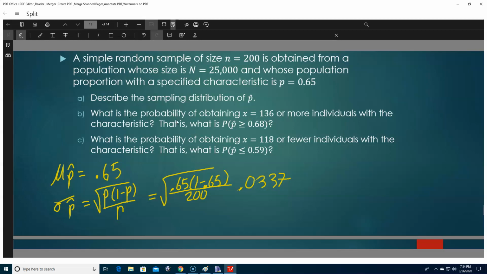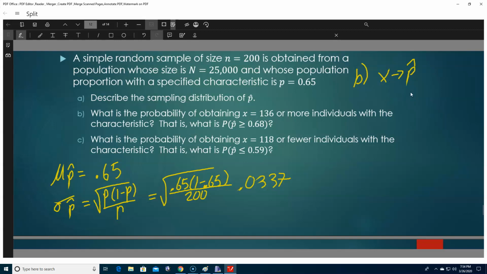B. What is the probability of obtaining X equals 136 or more individuals with this characteristic? So in the book, they give you this portion of the problem. Right? They give you X equals 136 or more. They don't give you this part. Right? They don't tell you that your p hat is equal to 0.68. So what we have to do is make X into a p hat. So for B, we need to change X into a p hat.